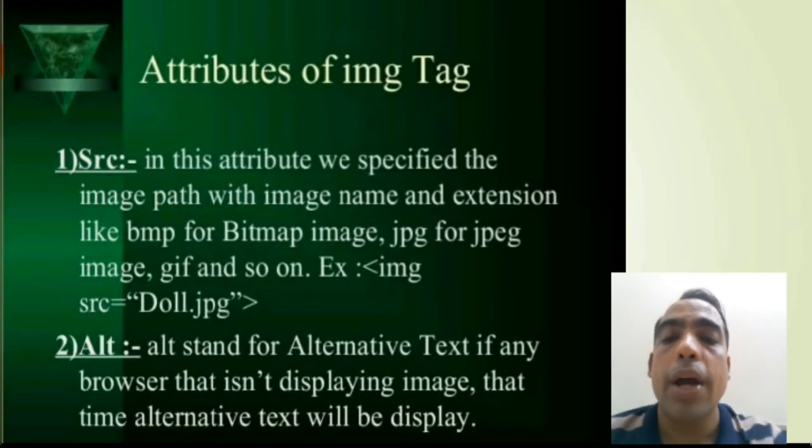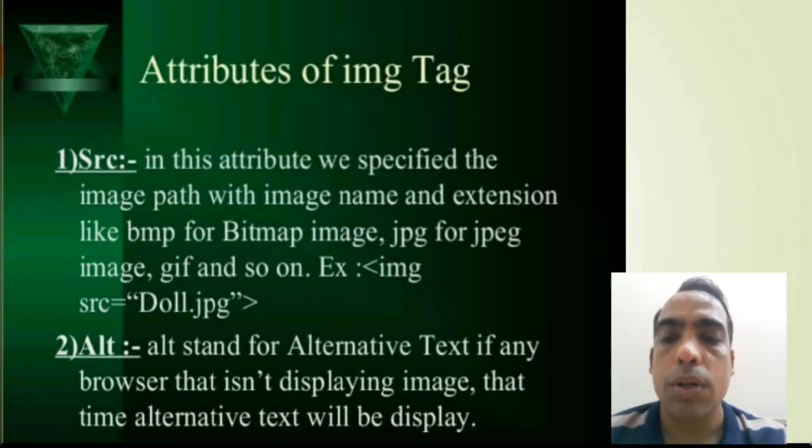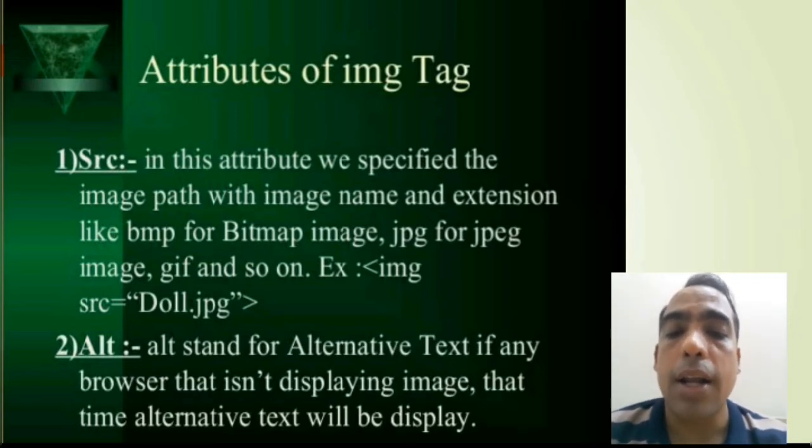Now I will explain the attributes of the img tag. First attribute is src. Full form of src is source. Through this attribute, we specify the image path with the image name and an extension of the image like BMP for bitmap image, JPG for JPG image, GIF image, and so on. Second attribute is alt. Alt stands for alternative text. If a browser is not displaying the image, at that time the alternative text will be displayed.